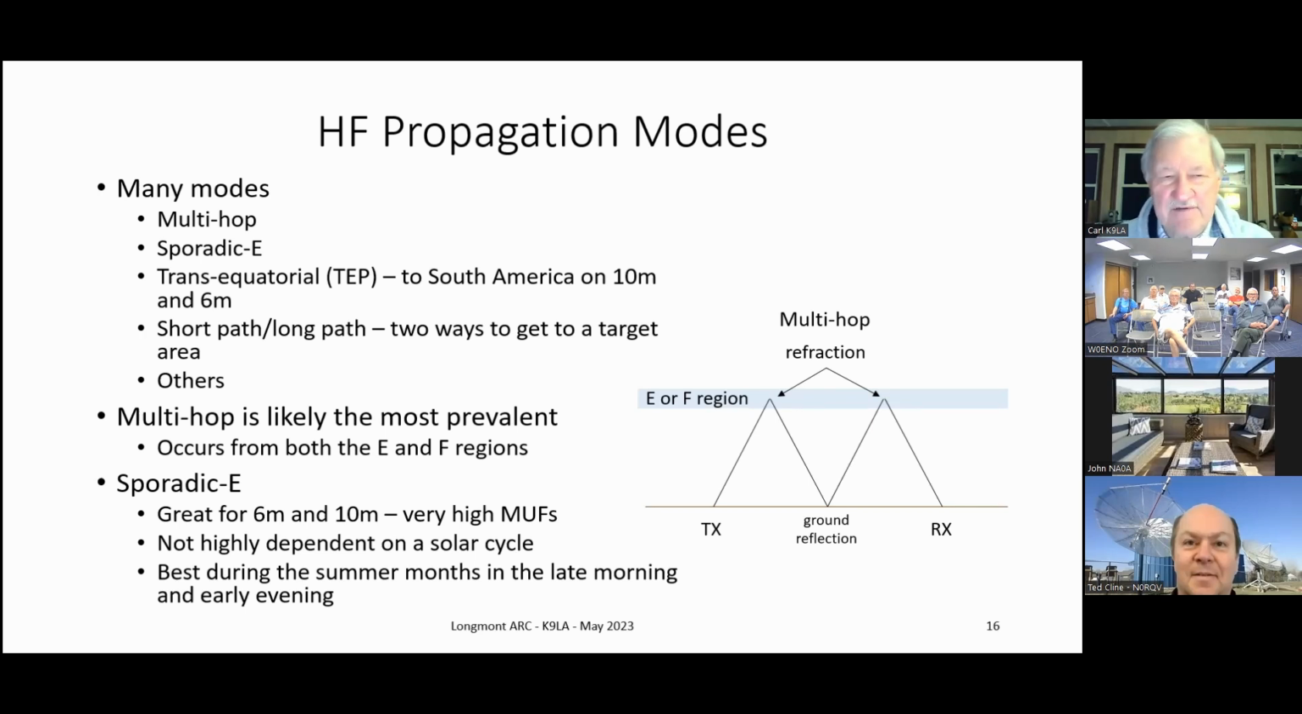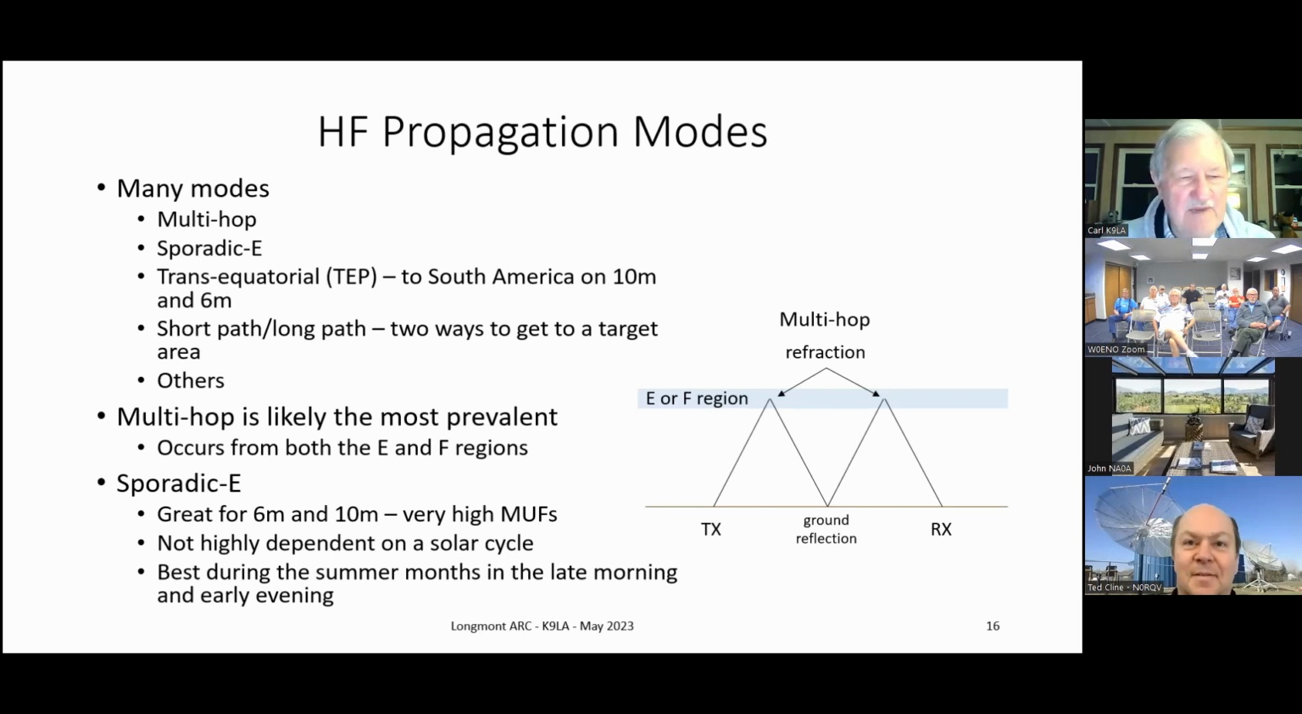Short path, there's long path. You have to remember the two ways to get to the shortest distance between 2 points on a globe is a great circle path. There's one that goes the short distance, and there's the other one going around the longer distance, short path and long path. Multi-hop is likely the most prevalent mode on HF.